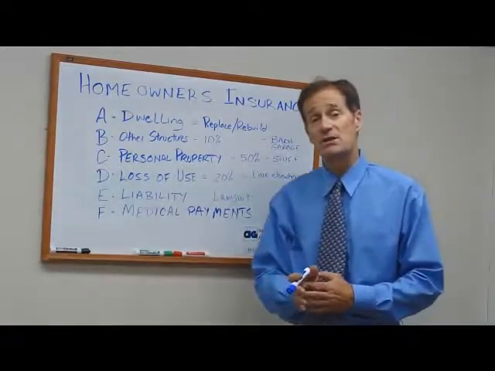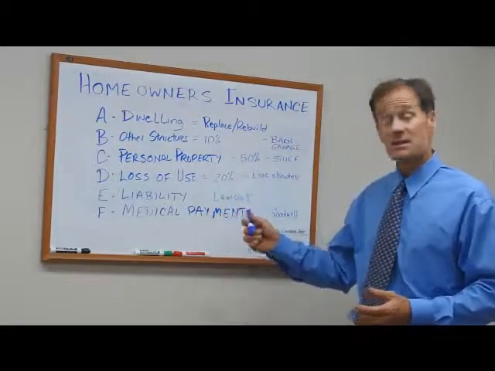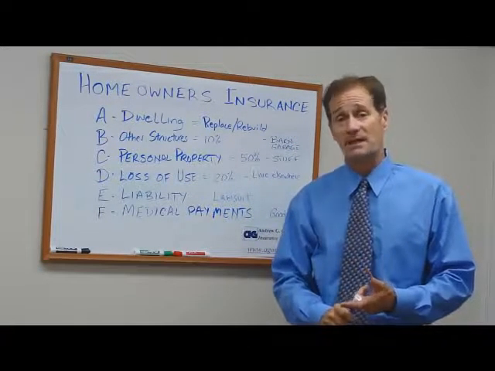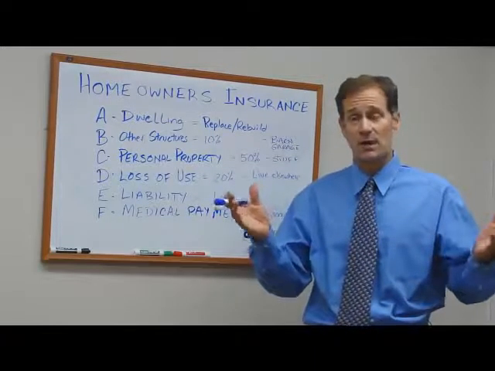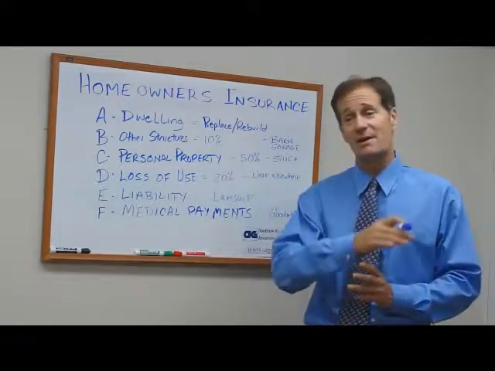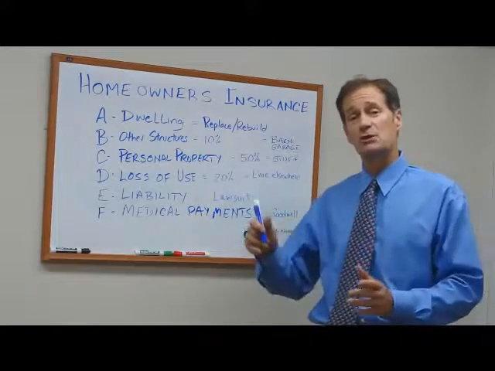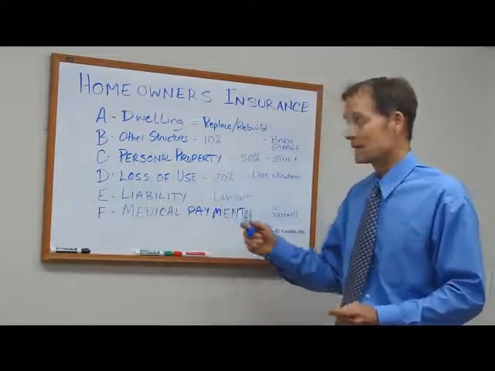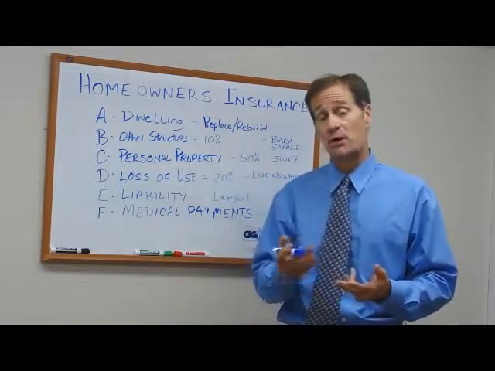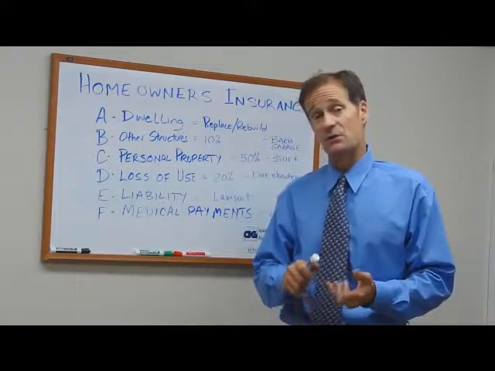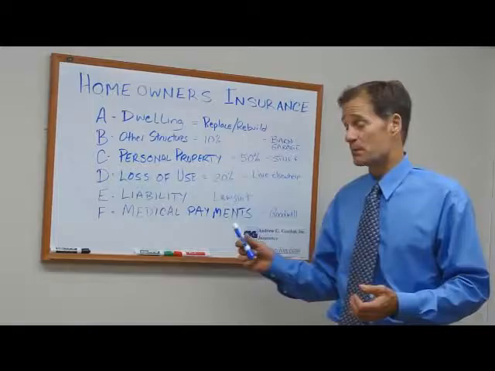The next coverage, E, is liability coverage. This is if you get sued, if your dog bites a neighbor, if you're cutting down a tree with your chainsaw for the first time and it lands on your neighbor's car. This is for those types of things where you've been negligent and someone sues you. Limits of $300,000 are common, but more commonly today, $500,000 or even $1 million are what most people choose.